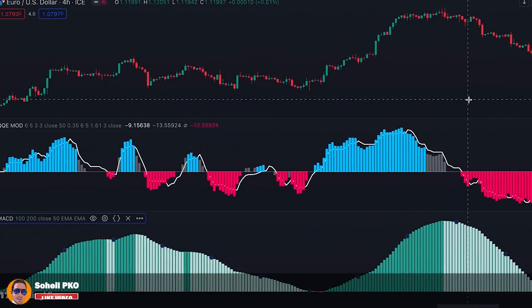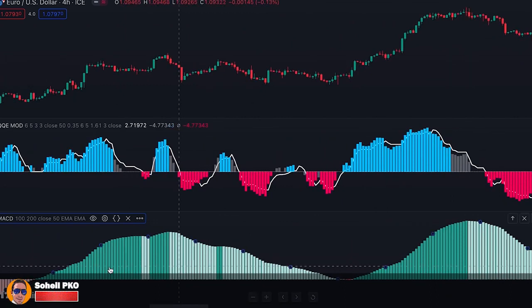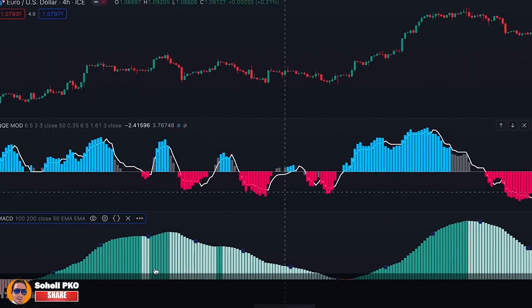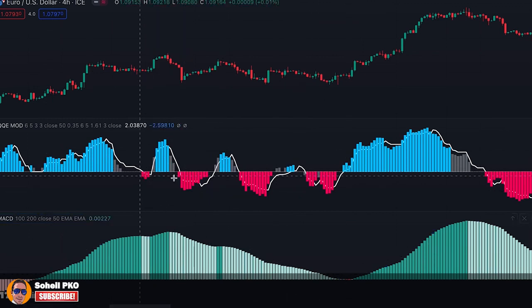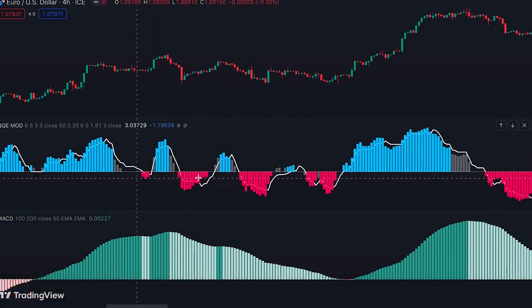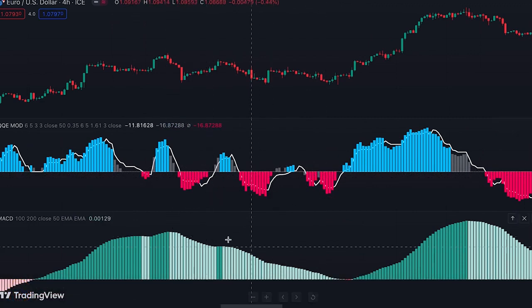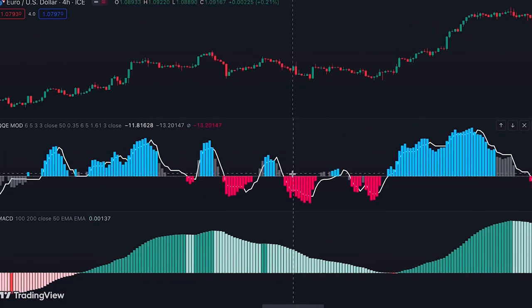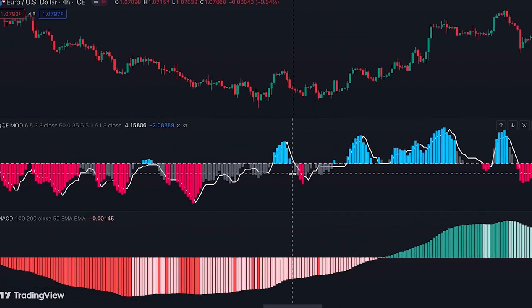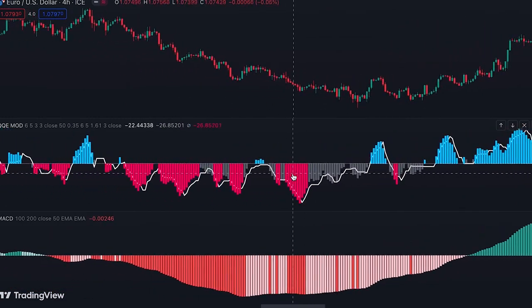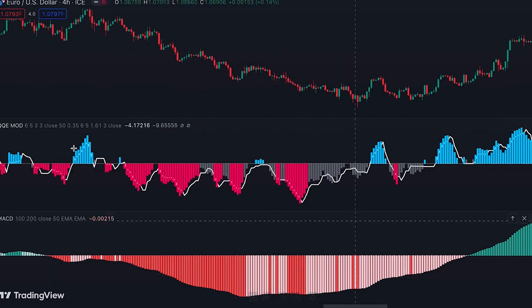When the MACD histogram is green, in this case, we only take buy signals. In other words, when the histogram turns to blue. In this situation, we don't take these sell signals where the histogram turns to red. You can see that all of them were false signals, and with the help of this method we could filter them. And on the other hand, when the MACD histogram is red, we only take sell signals. In other words, when the histogram turns to red. In this situation, when the MACD histogram is red, we don't take buy signals where the histogram turns to blue.